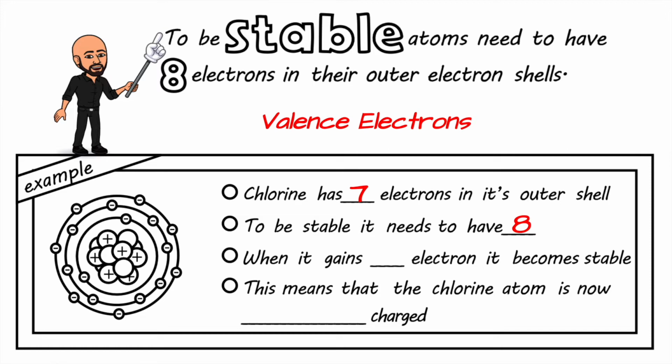So some high-speed math here, guys. When it gains, how many electrons will it become stable? I'll give you a second to get your calculators just in case. Yep, when it gains 1 electron, it becomes stable. So this means that the chlorine atom is now negatively charged because it has more electrons, negatively charged electrons, than it does protons. So the overall atom is negatively charged. And that, ladies and gentlemen, is what we call an ion.